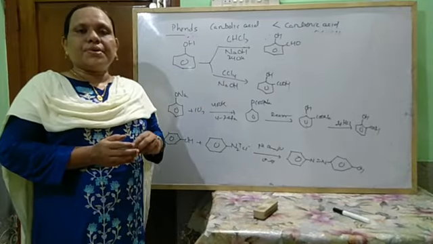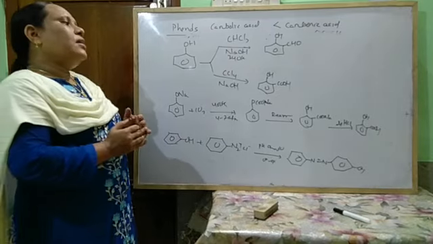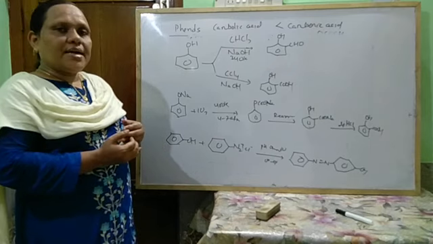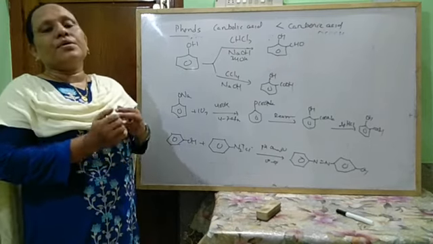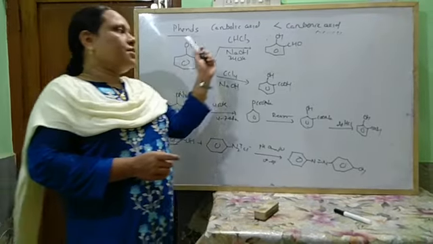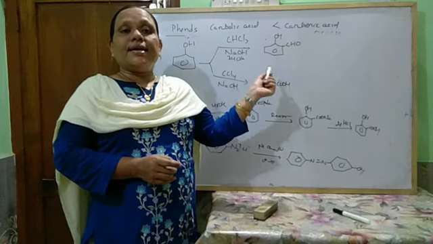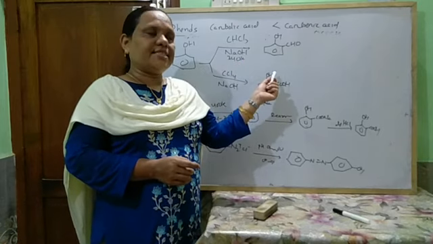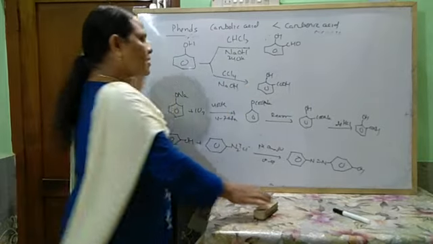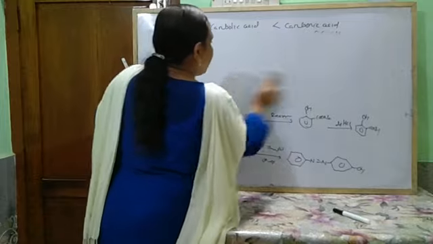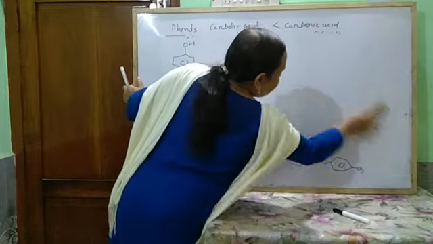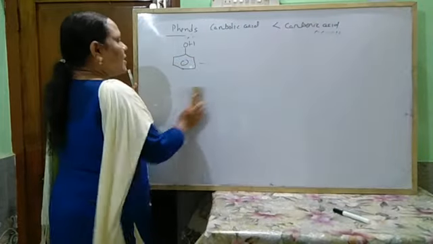Similarly, phenol reacts with phthalic anhydride in presence of concentrated sulfuric acid to form phenolphthalein, which gives pink color in alkaline medium. So phenol when treated with phthalic anhydride in presence of concentrated sulfuric acid forms phenolphthalein, and phenolphthalein is colorless in acid medium and pink color in alkaline medium.